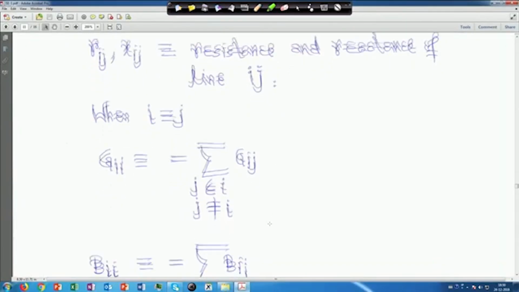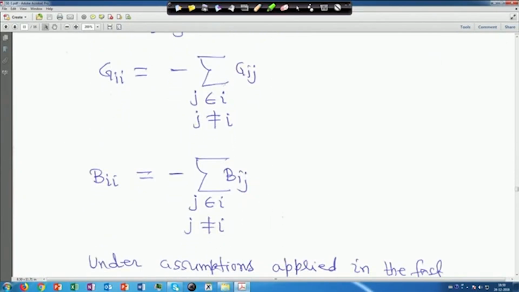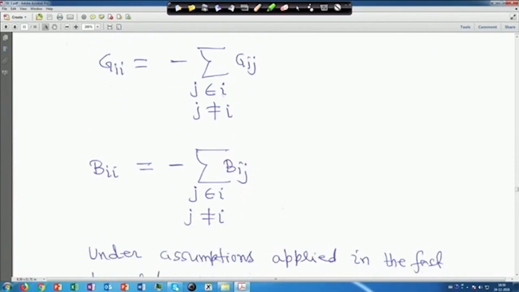Okay. So, we are back again. So, this is actually G_ii, and then B_ii will become, although we will neglect this one, but mathematically we can write. Similarly, B_ii will be minus sigma of j belongs to i, j not equal to i, B_ij.